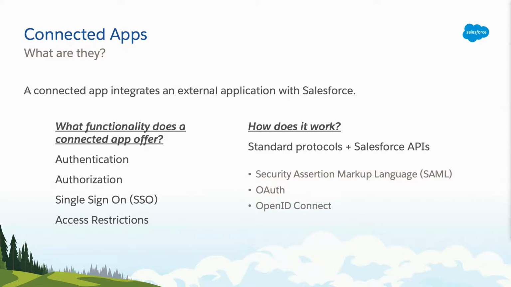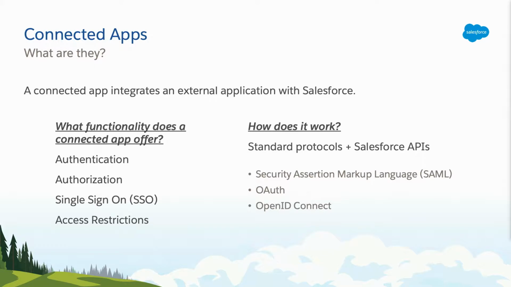And the third thing is, when you hear terms like SAML, OAuth, OpenID Connect, these are protocols that are used to help connected apps work. So you'll probably hear those terms a lot. When you hear them, have a light bulb go off in your head and think connected apps. These are protocols for connected apps.